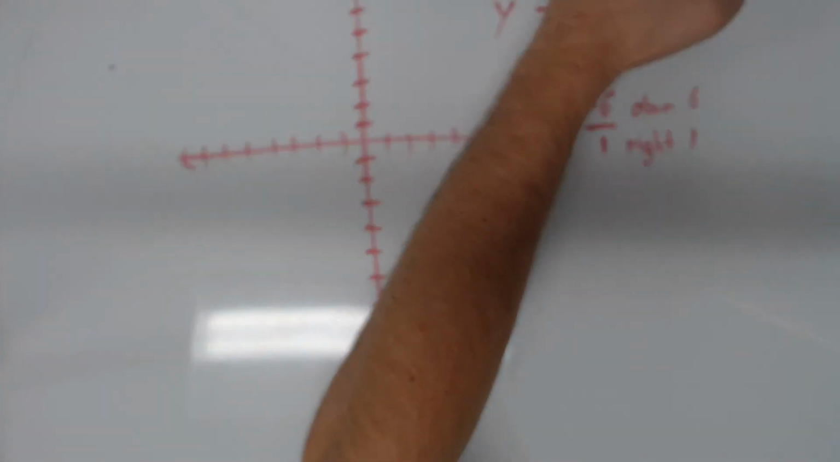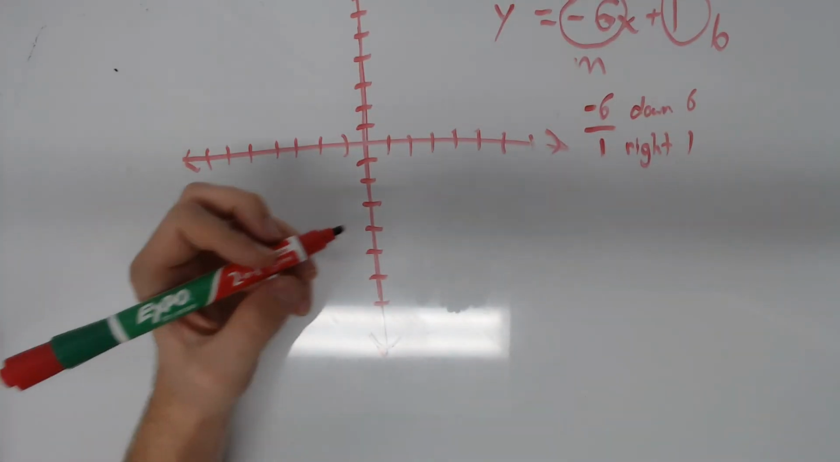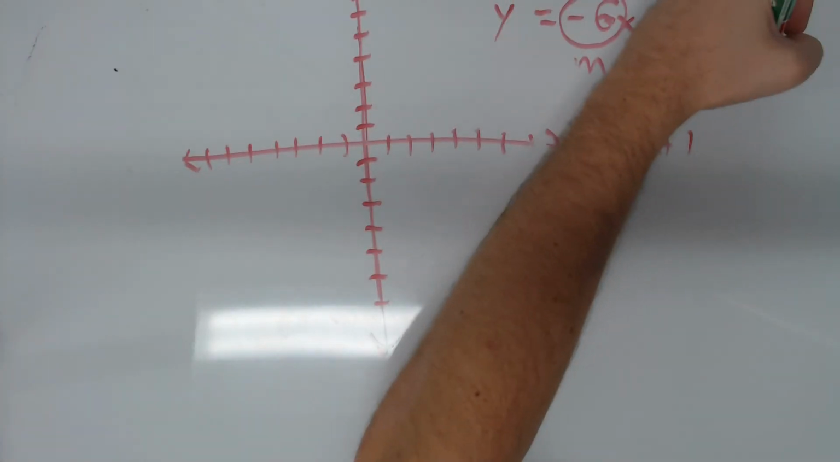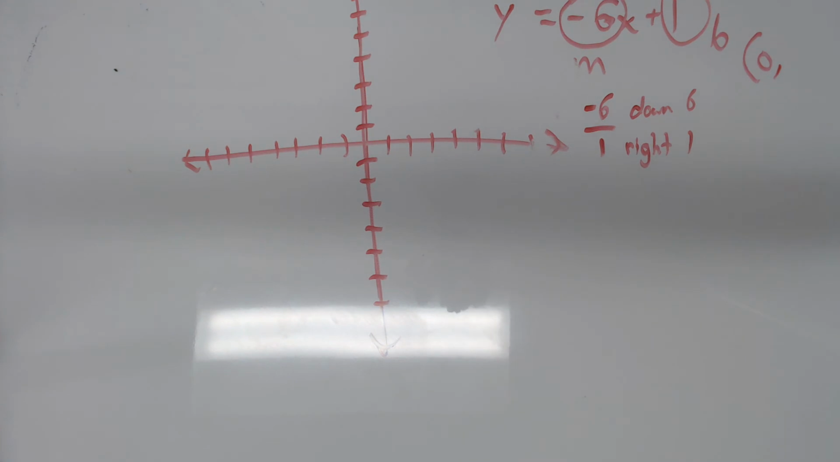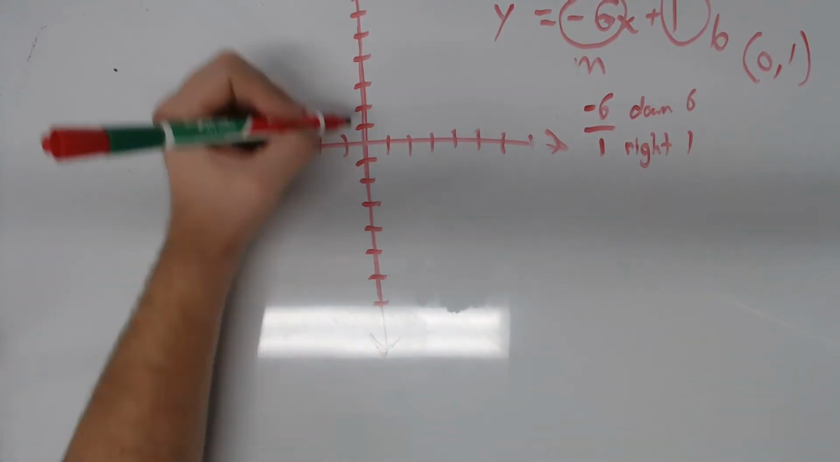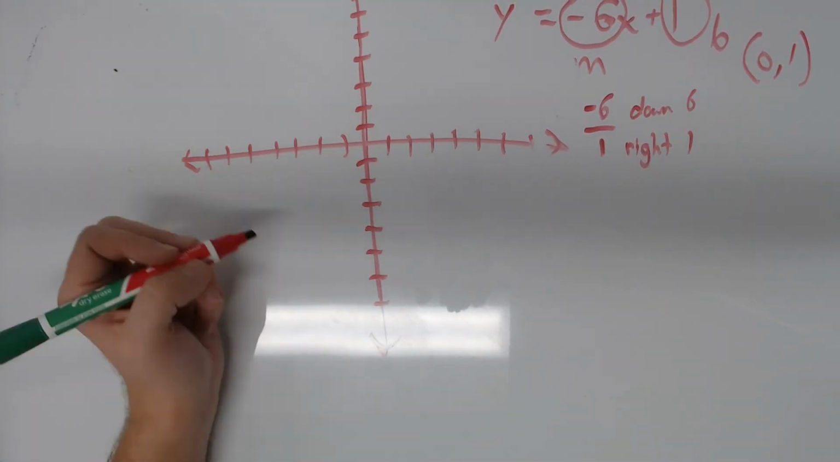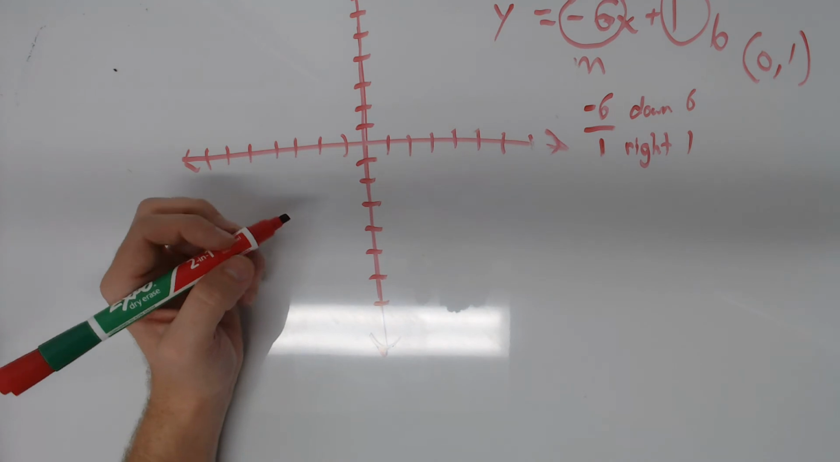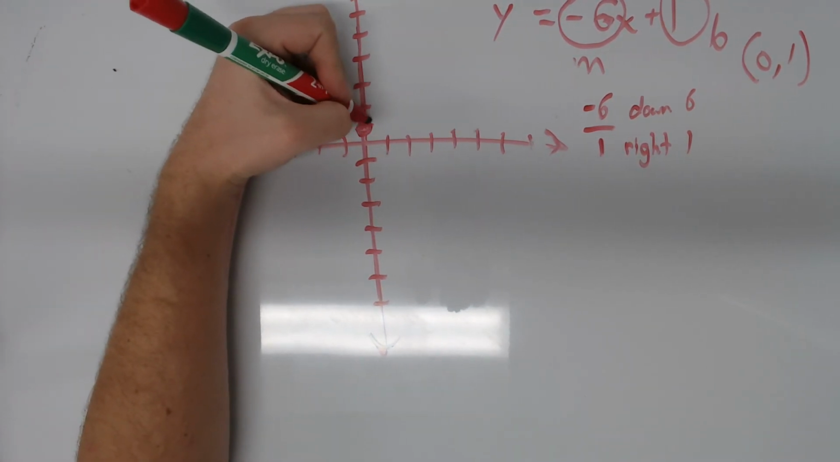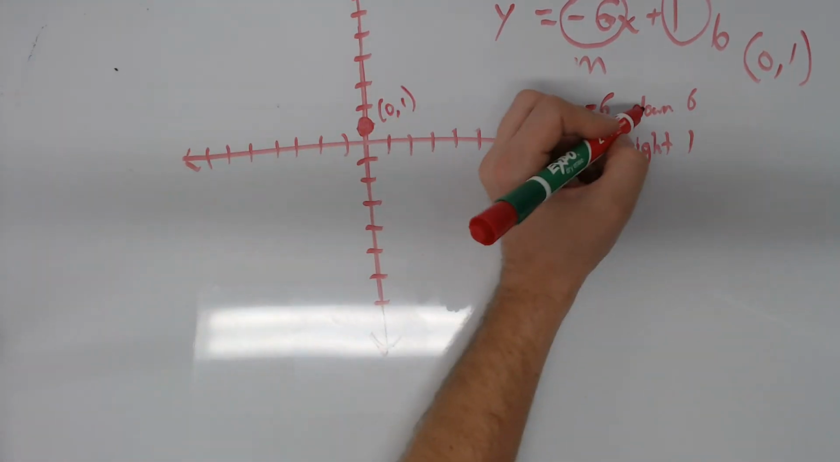Next, we look at our b. We have a plus 1. Okay, that's our y-intercept. So you always write the y-intercept as (0, whatever b is). It tells you where to start, up or down. You always start somewhere on the y-axis, and then you go left and right with your slope. So we start at (0, 1), that's right here, and then we go down 6, right 1.